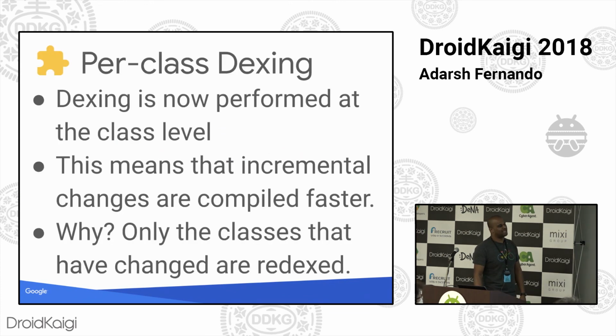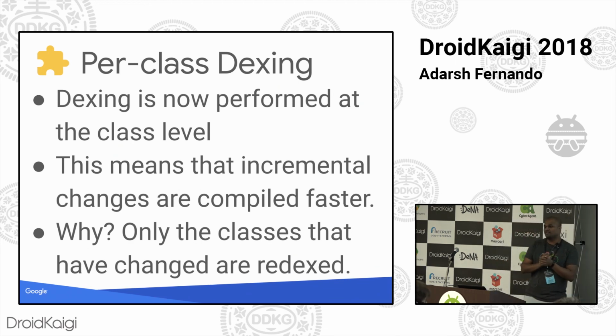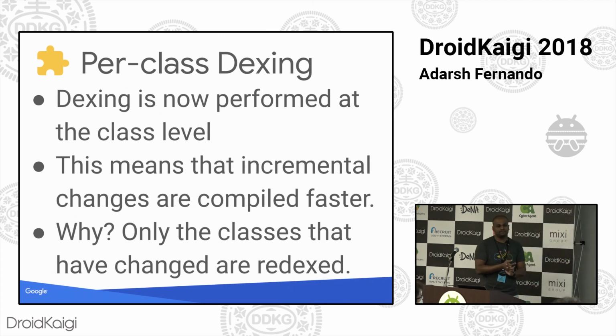More freebies, because that was a lot of work. Okay, so per class dexing. So dexing is now done on the class level, and this is great because it improves your incremental build speed. So if you do a code change to one class, Gradle only needs to recompile and create a new dex file for that class. Before, when it was not at the class level, it had to recompile the dex files for whatever classes are in that dex file, right?